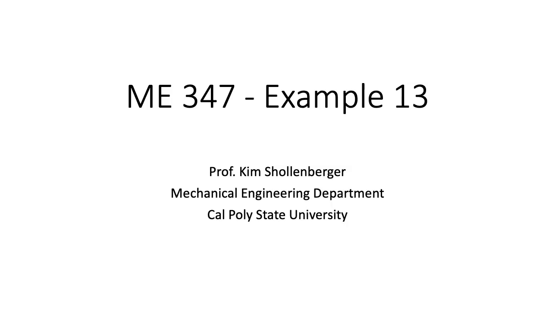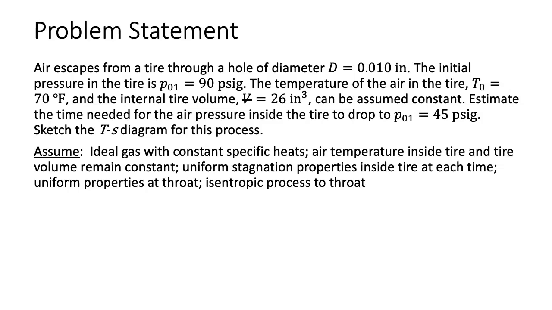ME347, Example 13. Air escapes from a tire through a hole with a diameter of 0.01 inches. The initial pressure in the tire is 90 psi-G, or gauge pressure. The temperature of the air in the tire is 70 degrees Fahrenheit, and the initial tire volume is 26 cubic inches, which can both be assumed constant. Estimate the time needed for the air pressure inside the tire to drop to 45 psi-G. Finally, sketch the TS diagram for this process.